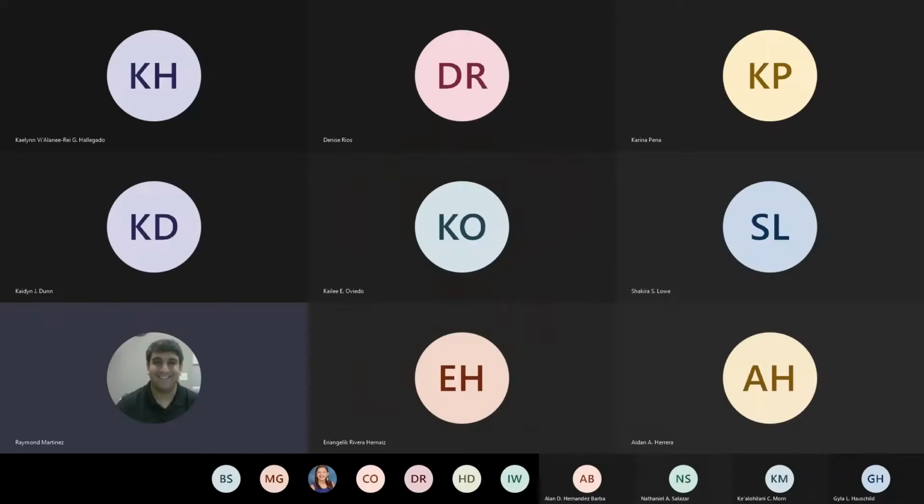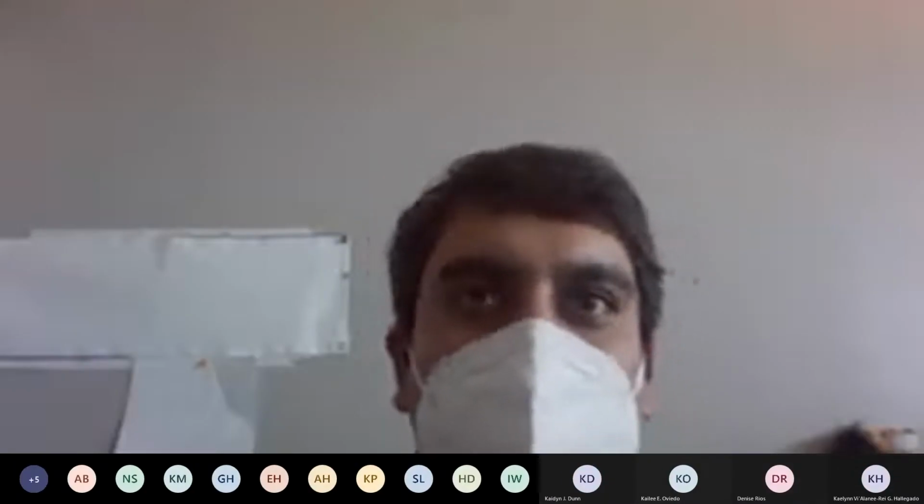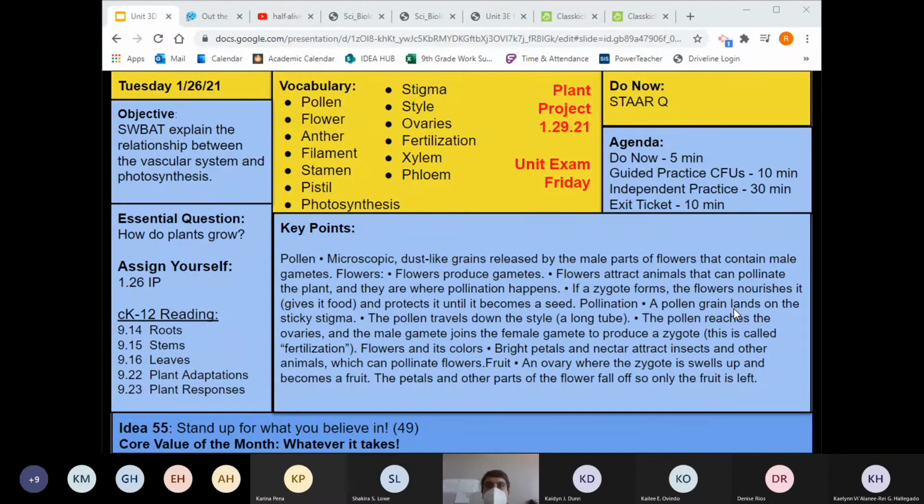Like the flowering parts, the xylem, the phloem, transpiration, photosynthesis, and so on. Today we're looking at how all those things fit together, because we're getting ready for our test. Our test is going to be on Friday. The essay will be on Thursday. So Thursday we'll have our essay, and then Friday we'll have our multiple choice.